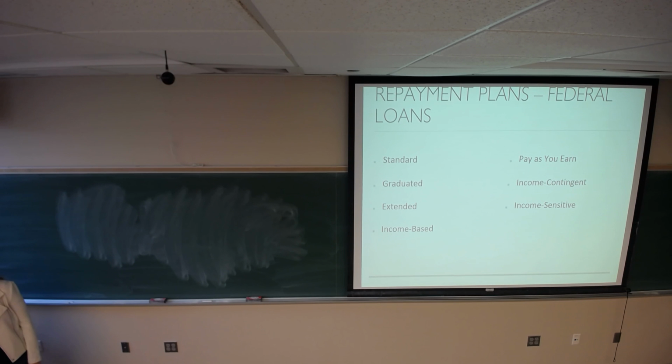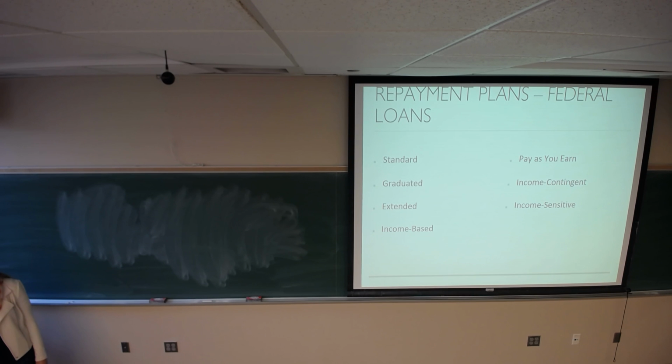The extended plan, you have minimum monthly payments and you have up to 25 years to repay. Your payments can be fixed or graduated, so you can have a fixed amount or you can have an increase over time. And to qualify, you have to have borrowed at least $30,000 in debt, so more than the average, essentially.